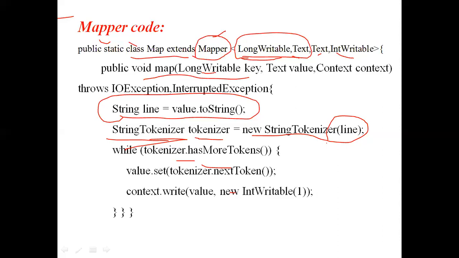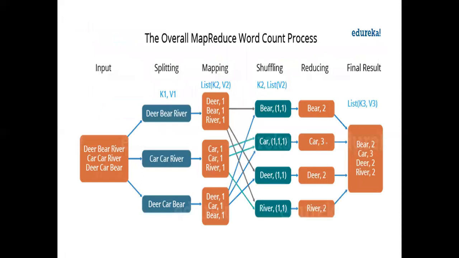On what basis will it divide the line? For example, see here. Here our line is Dear Beer River. On what basis will it divide this entire line into tokens? Here it will divide this line into 3 tokens. By default, based on the space between the words it will divide the line into tokens. After Deer we got the space, so it will identify Deer as one token. Next, after Beer again space is there, so it will identify Beer also as one token.